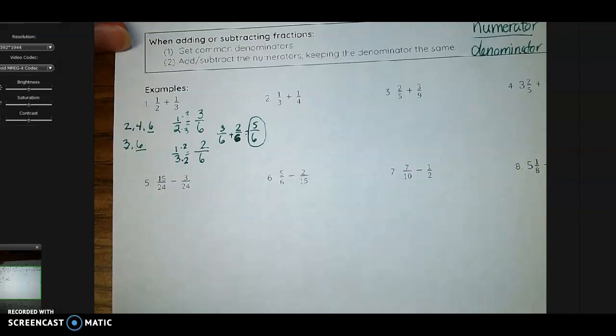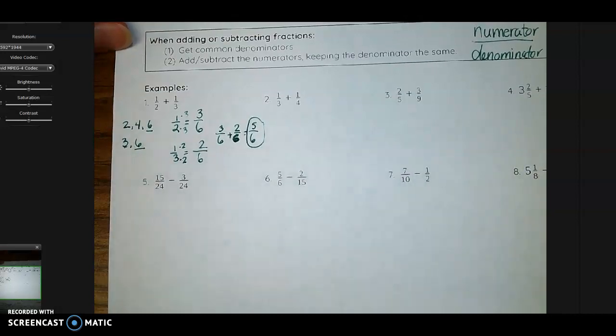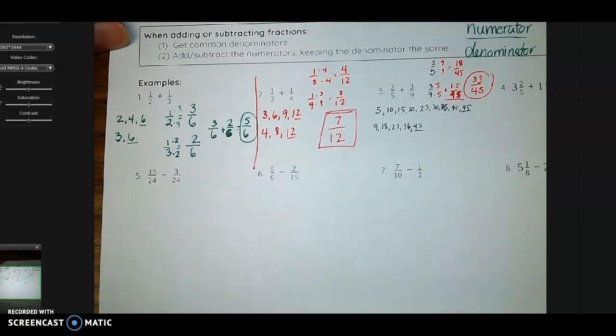What I want you to do is pause this video and try the other ones to see if you get them correct. So you can check your answers to the addition problems up there.